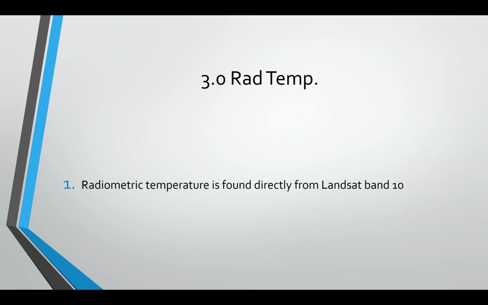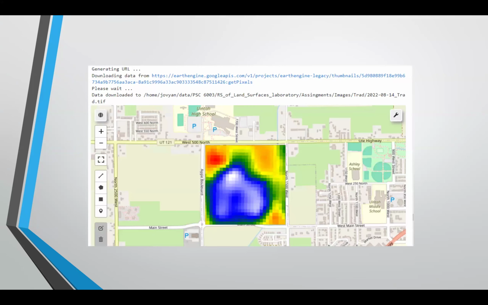The radiometric temperature, or the surface temperature, is required by TSEB also. Fortunately, Landsat provides this through band 10 with pretty simple calculations. It just has an offset and a multiplier. So here's the code being run for that cell. Again, it's just generating the TIF file and saving it to the location that I specified, and then it generates the map.